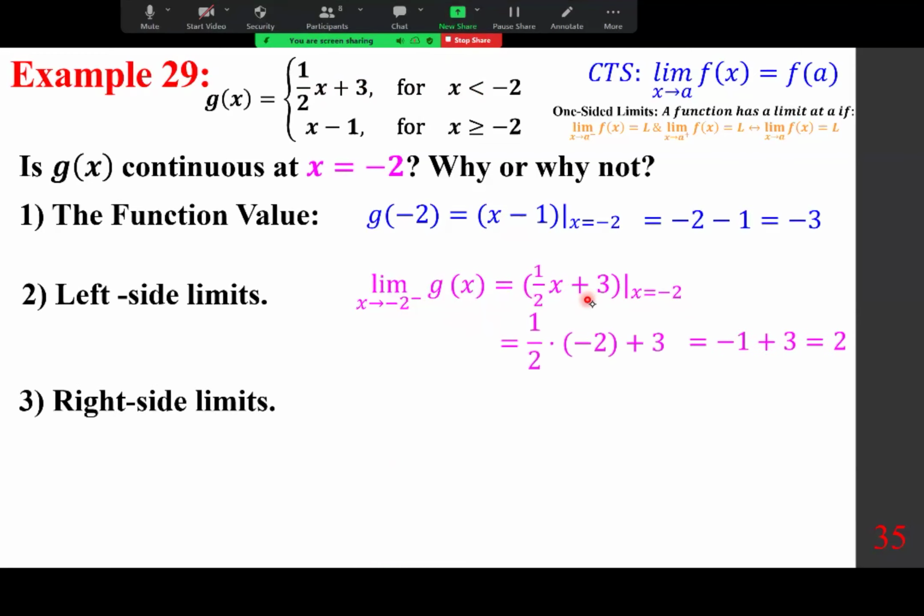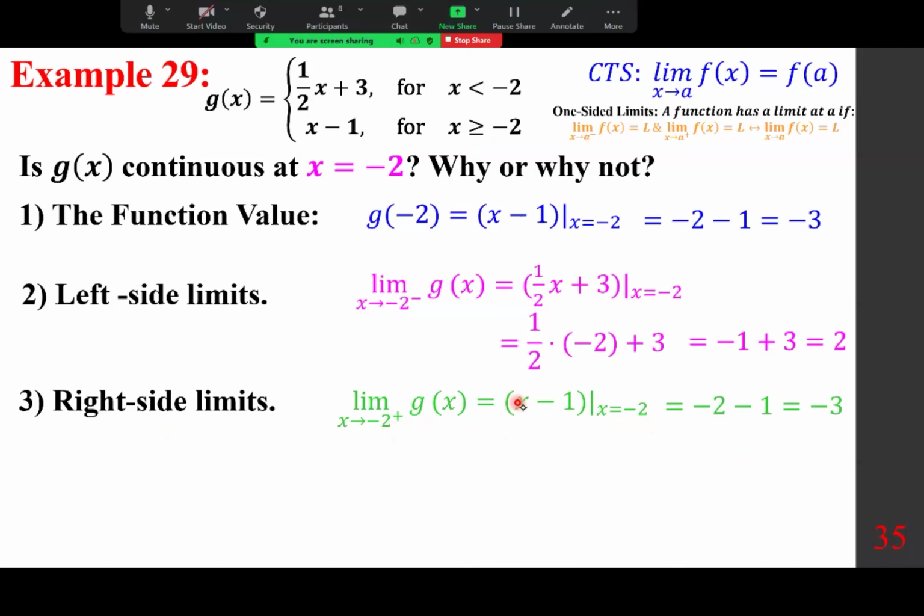The right side limit where x is larger than, and this is larger than or equal, that's why we use it for the function, and we're going to use it for the right side limit as well. The limit of g of x as x approaches -2 from the right is x minus 1 such that x is -2. If you plug in, you get -3.